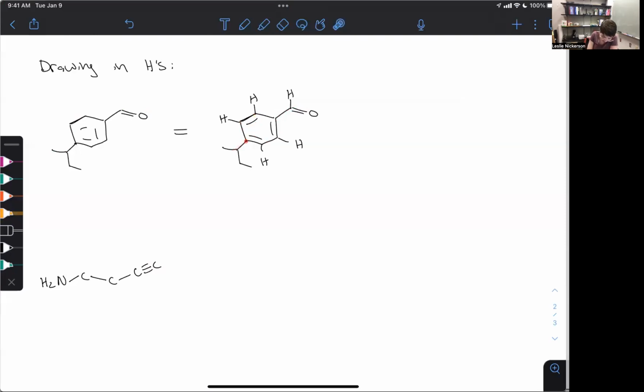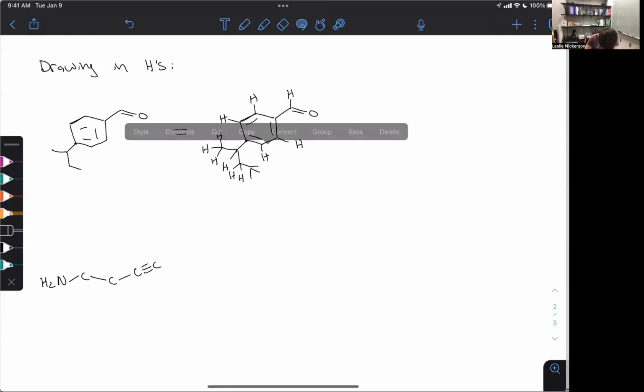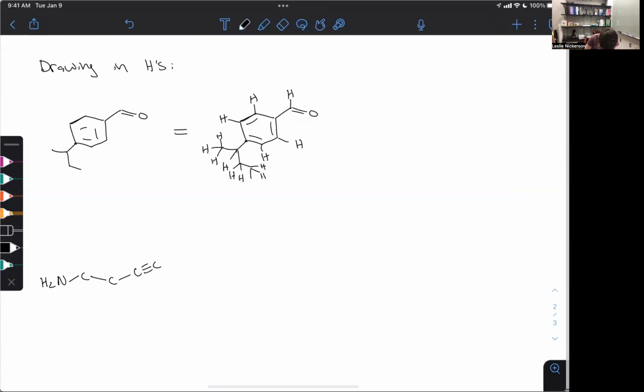Because this carbon has 1, 2, 3, 4 already, it has no H's. This one has 1, 2, 3, so it's got 1 H. This one's one of our end pieces, so again, that's always going to have 3. This one's got 2, and this one's got 3. Gets a little tight here. So this is the reason why we don't often draw in all the H's, because it gets really messy really fast.